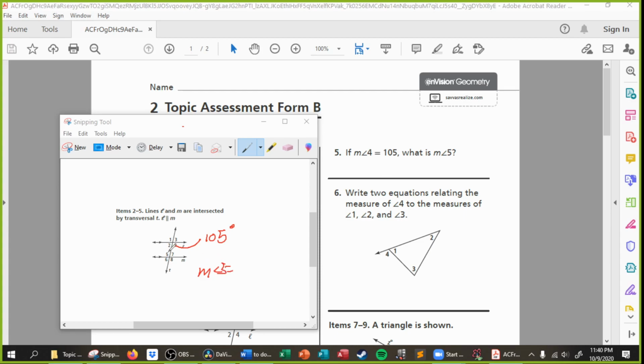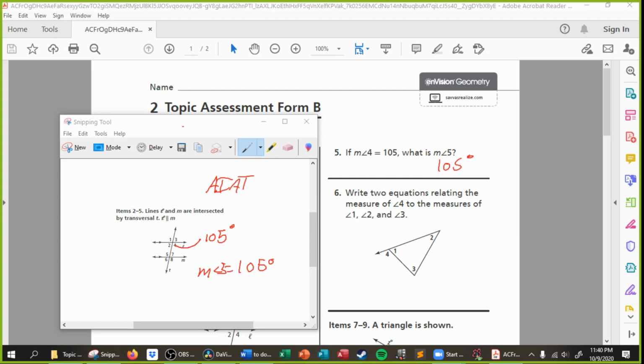Oh, angle 4 and 5 are alternate interior angles. The alternate interior angle theorem says that the alternate interior angles are congruent. So since 4 and 5 are alternate interior angles, angle 5 must also be 105 degrees.